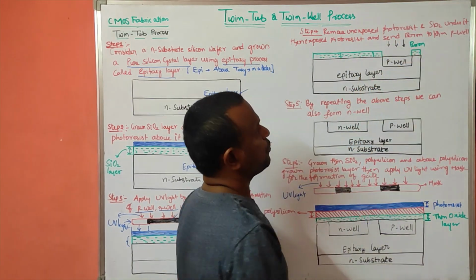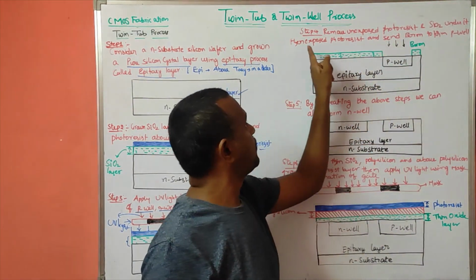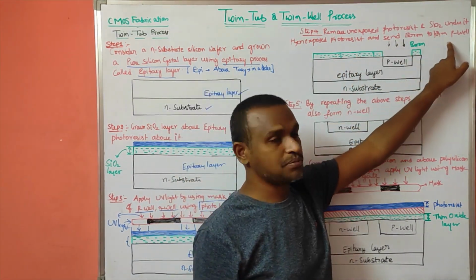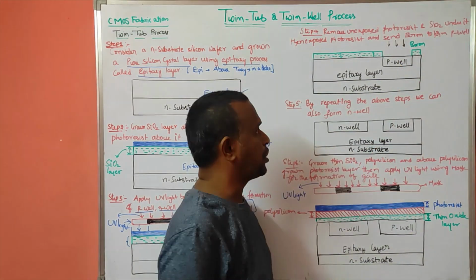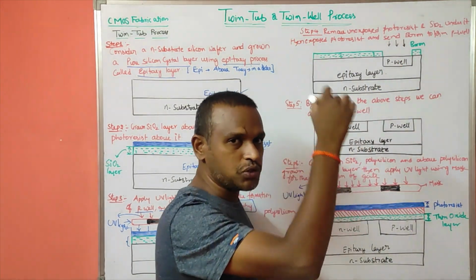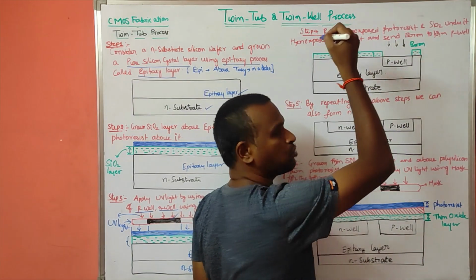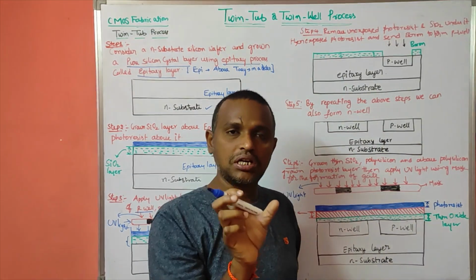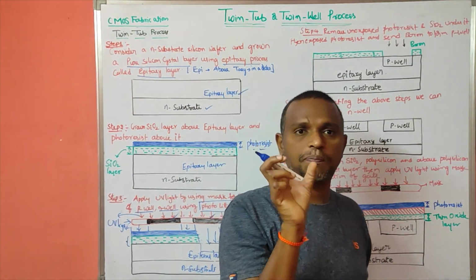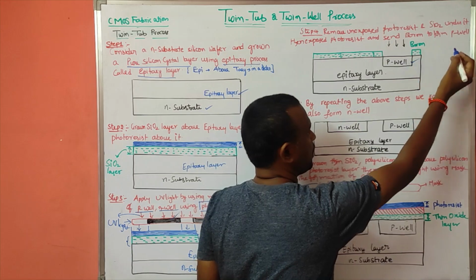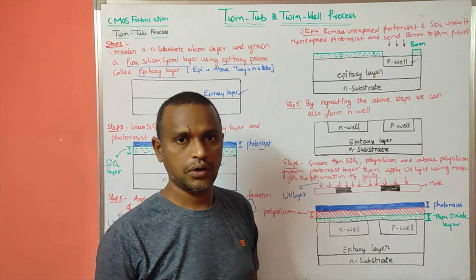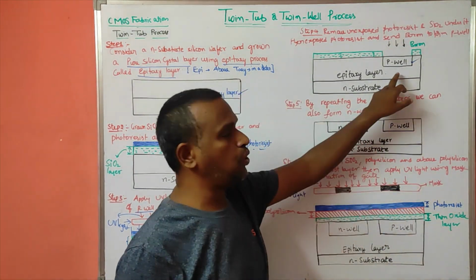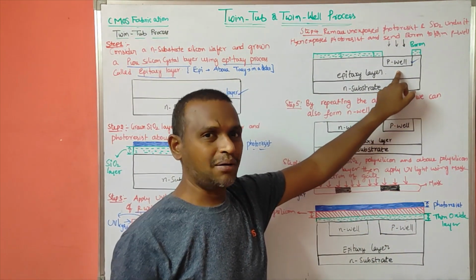Remove unexposed photoresist and SiO2 under it, then the exposed photoresist, and send boron atoms to form the P well. Here it is already epitaxy, a pure silicon. If I send boron atoms into that, it will become a P type material. That region we call the P well. Like this we can form the P well. Now I am repeating the same process that I have done for the P well.